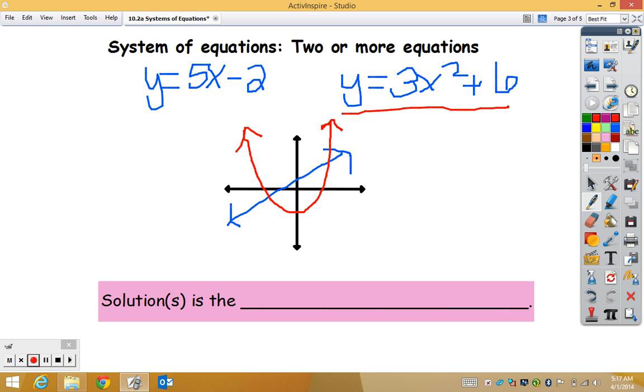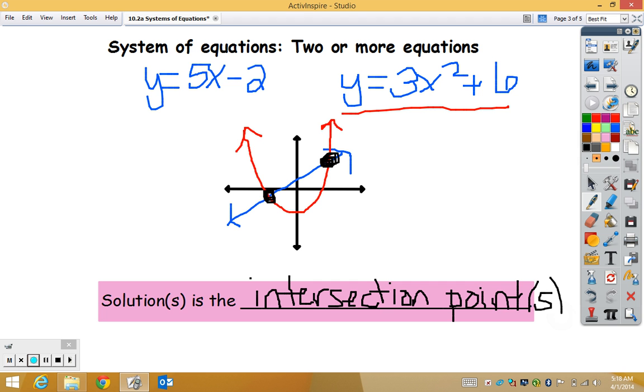And what we're trying to find with the system of equations is where the 2 intersect. Well, since these 2 intersect twice, it has 2 solutions. So the solutions are the intersection points. Now it could be 1, or it could be 2, sometimes it could even be 3, and sometimes it can be 0. But we're just trying to find where the 2 graphs intersect. When are they going to be the same?